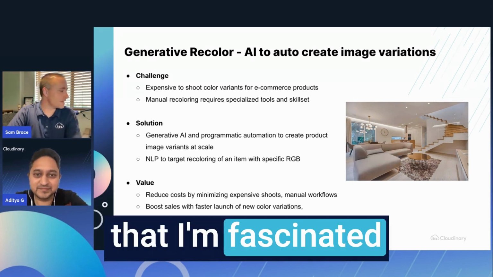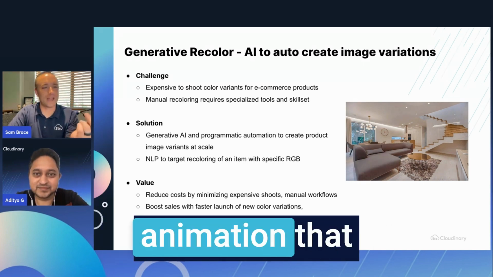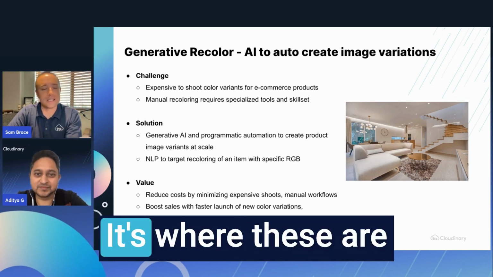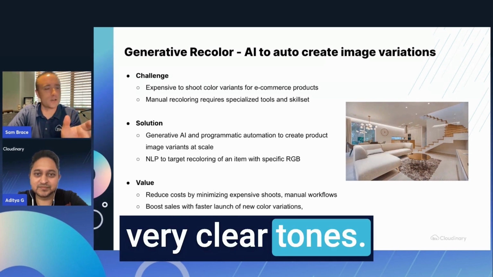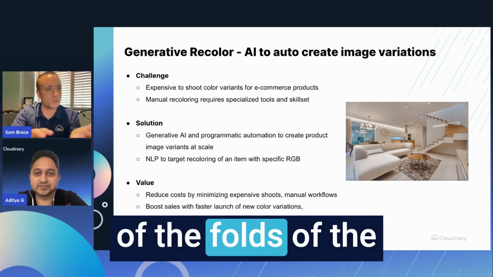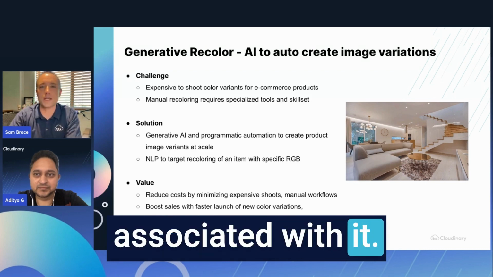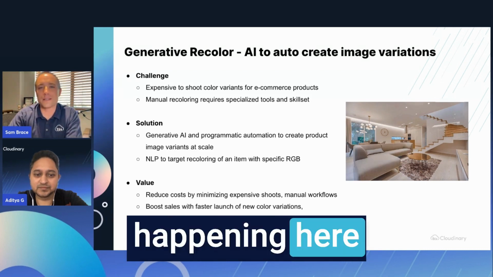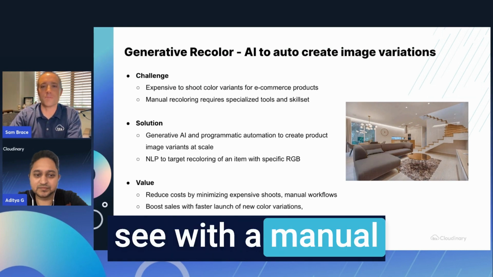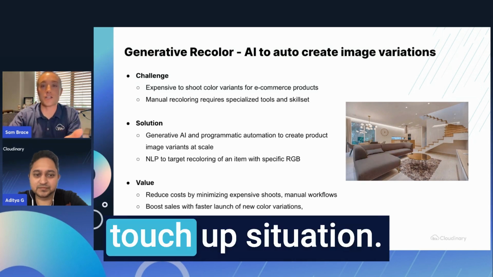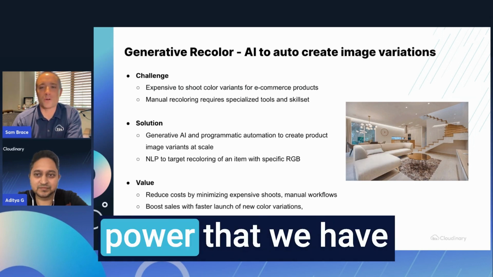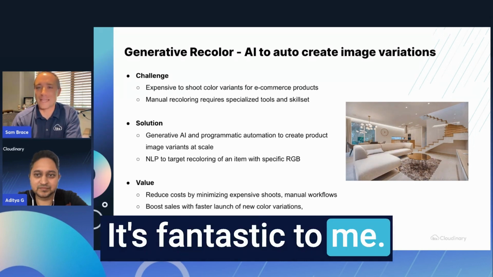Well, one thing that I'm fascinated by with this is that if you see the animation on the slide that Aditya and I are showing, you can see how natural it looks. These are very clear tones. You can see that it's not blending out any of the contrast of the folds of the couch and the cushions associated with it. So what's happening here with AI and this generative recolor, it looks very much like what you would see with manual color spotting and touch-up. If this is possible to do with AI, just think about the power that we've now deployed. It's fantastic to me.